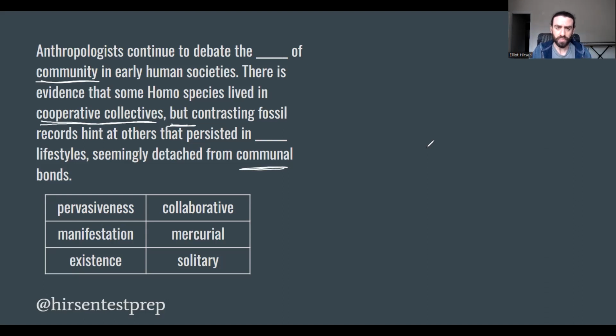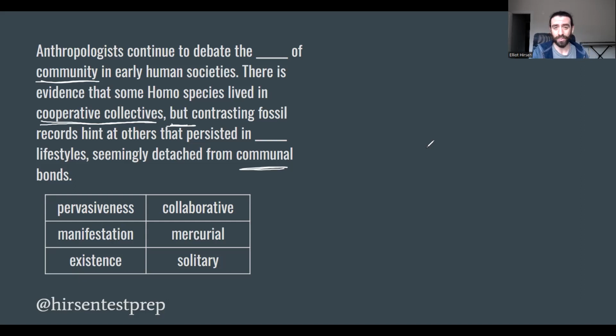So with that in mind, we are debating the blank of community. We might anticipate something like the extent of community in early human societies. A great way to go about this is to predict or anticipate, and stick your own word into that blank that you can match up against the answers, so we don't get distracted by the wrong answers, convincing ourselves that they might be correct. If you did anticipate a word like extent for that first blank, then the first choice, pervasiveness, might have looked good to you if you're familiar with the meaning of that word. Pervasive means widespread. So pervasiveness, the quality of being spread all throughout, is actually a good tight fit. But realistically, on test day, maybe we didn't come up with that.